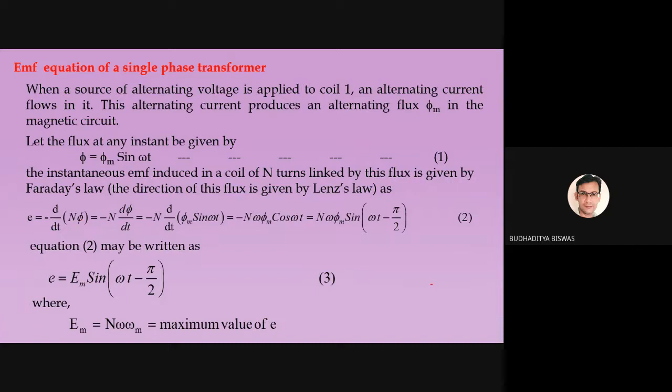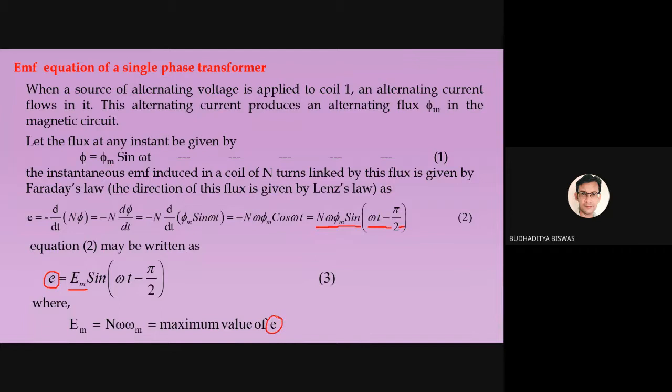Now, if we replace the value of phi, it becomes minus N d phi by dt. Replacing the value of phi from equation 1, it becomes d by dt of phi m sin omega t. Doing this calculation, ultimately we get N omega phi m sin(omega t minus pi by 2). This is our equation 2, which can be written as E equal to Em sin(omega t minus pi by 2), where E means the induced voltage across the winding, and Em equal to N omega phi m. This is the maximum value of this generated voltage.